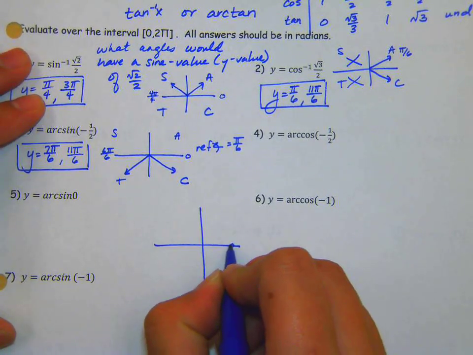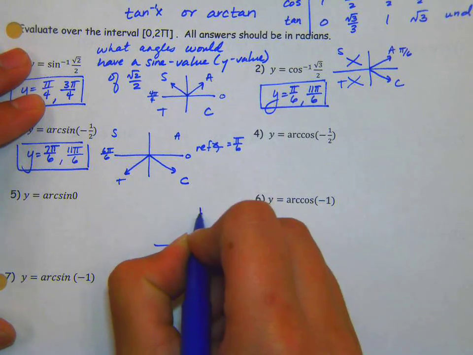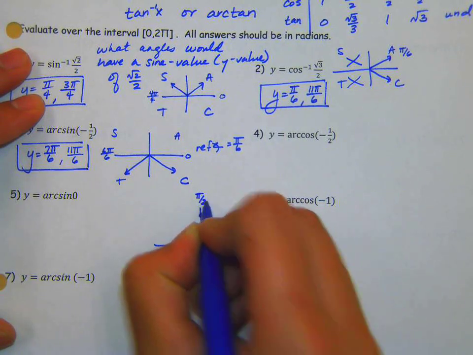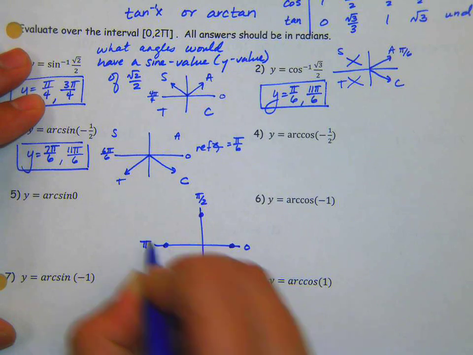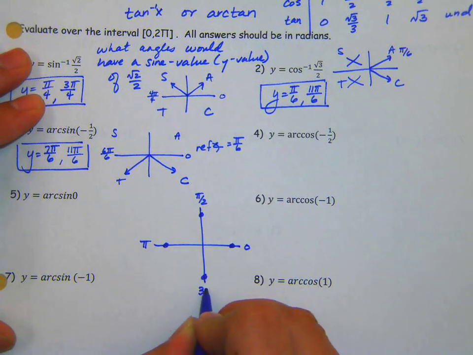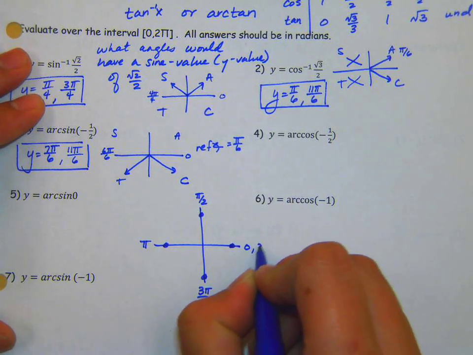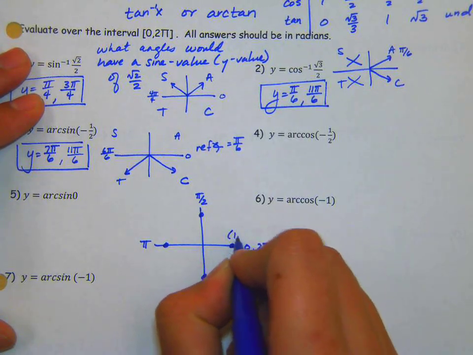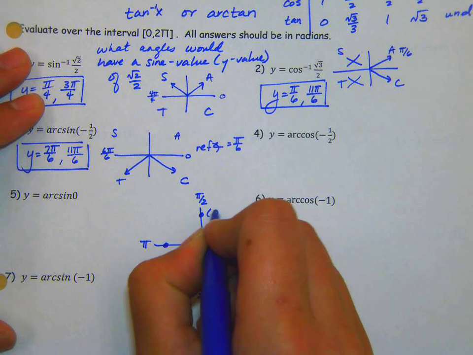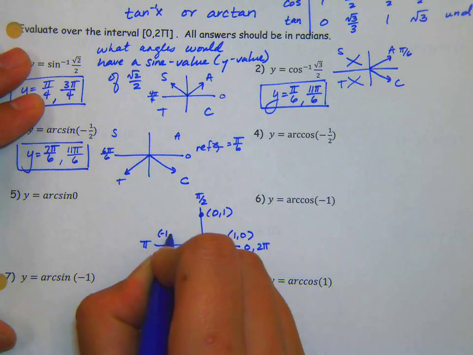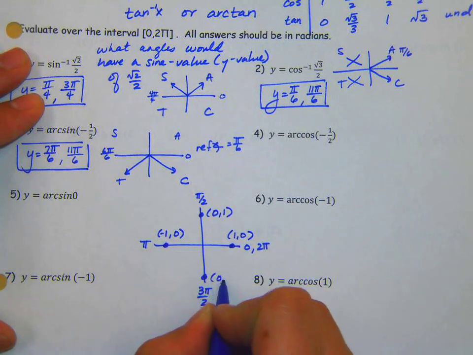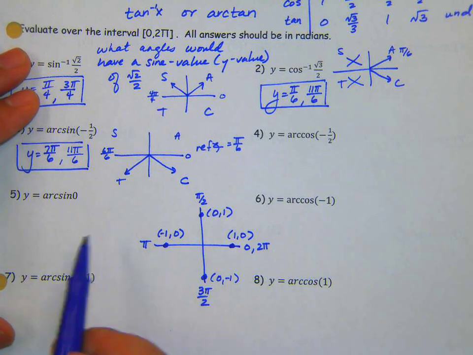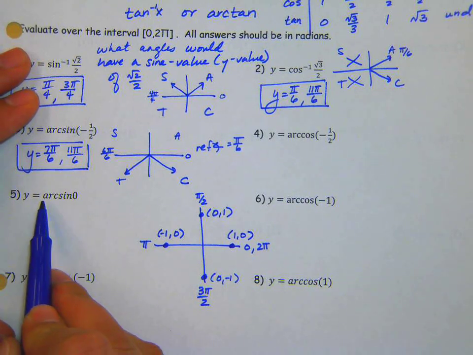So you got 0, pi over 2, pi, 3 pi over 2. And then if I went all the way around, it'd be 2 pi. Okay, the ordered pairs that we have here are 1, 0, 0, 1, negative 1, 0, 0, negative 1. Okay, so number 5 is asking us to find the arc sine of 0.